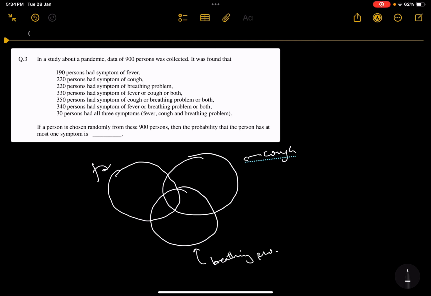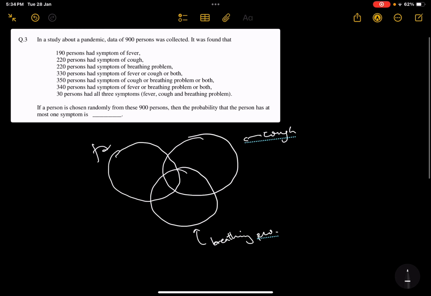So what we are given is 190 people have a symptom of fever. So we'll start by building it outwards. 30% have all three symptoms, so this says 30. Then 330 persons had a symptom of fever or cough or both. So this is 330.